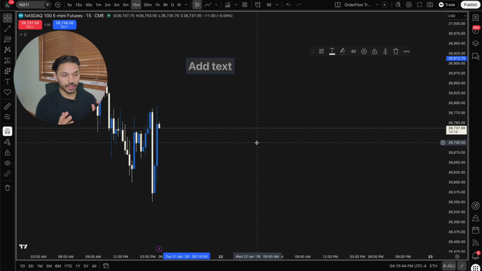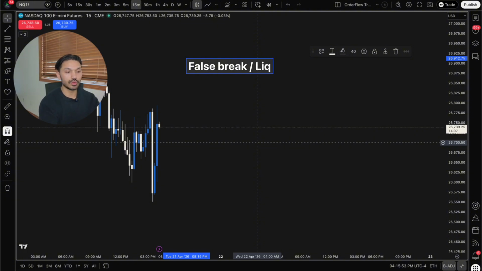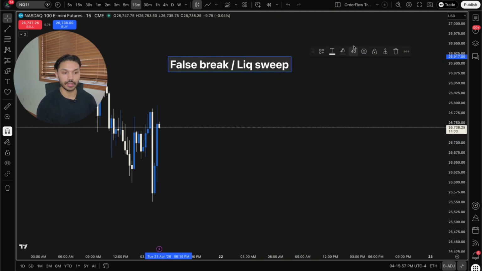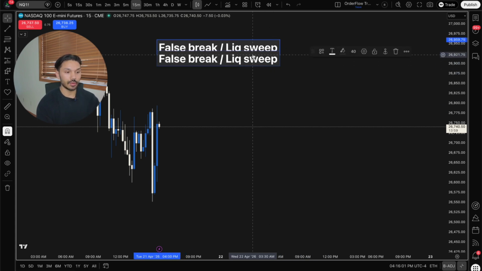Okay, so the first setup that I look for personally is called the false break, right? False break or false breakout. It's also known as liquidity sweep. In the ICT world, it's known as liquidity sweep. So if you are an ICT trader, this is going to be familiar for you guys, right? So that's the first setup that I trade.